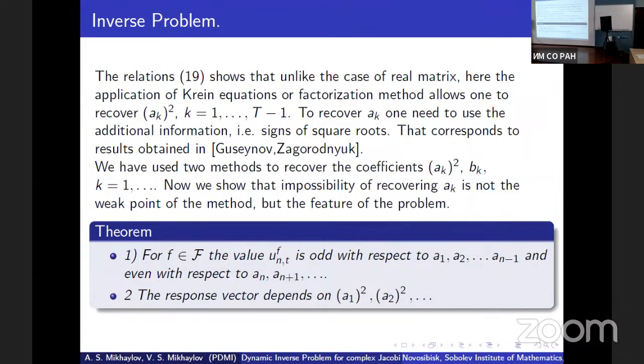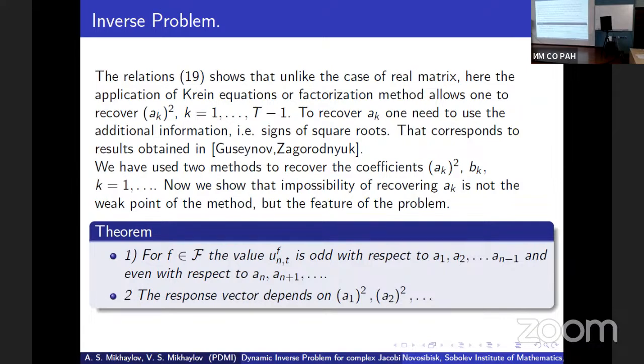Возникает вопрос, не минус ли это метода, что мы можем восстановить только квадраты, и почему это так. Оказывается, что это довольно естественная вещь. Если рассмотреть решение, соответствующее какому-то управлению f, в точке N_T, и рассмотреть это число как зависимость от коэффициентов a_k как от параметров, то оказывается, что оно нечетно относительно параметров, которые находятся левее N, и нечетно относительно тех, которые находятся правее.